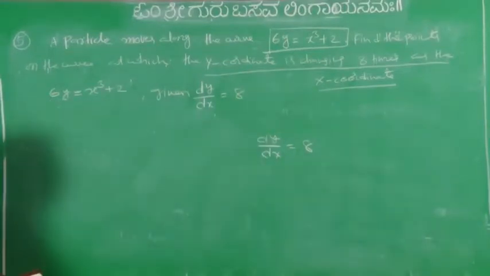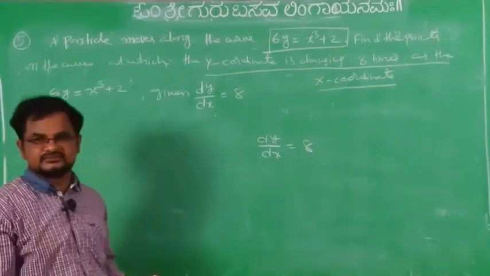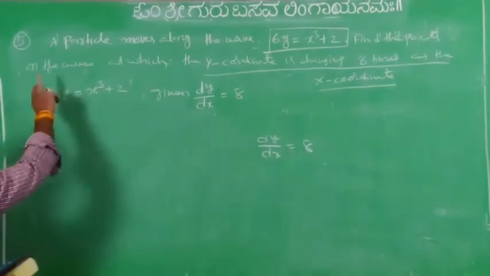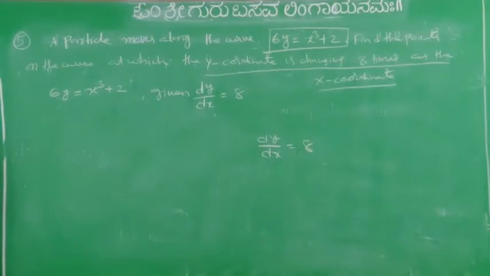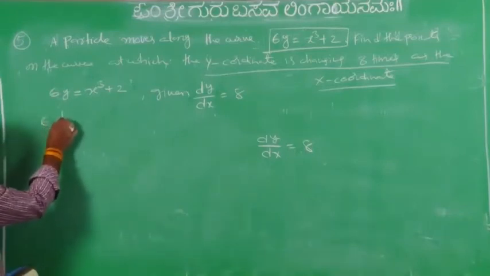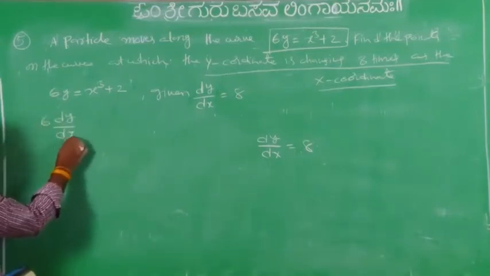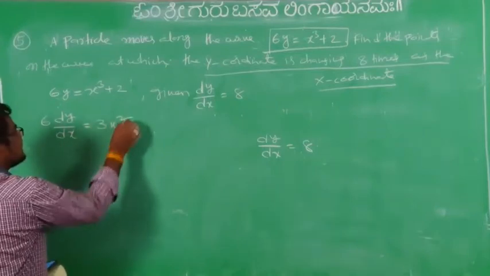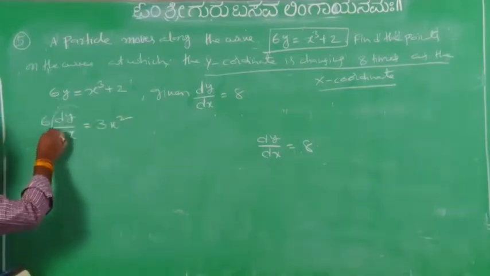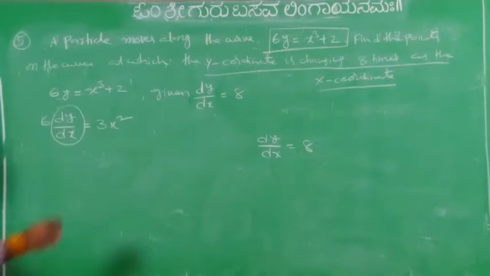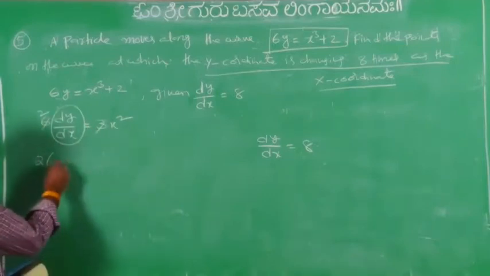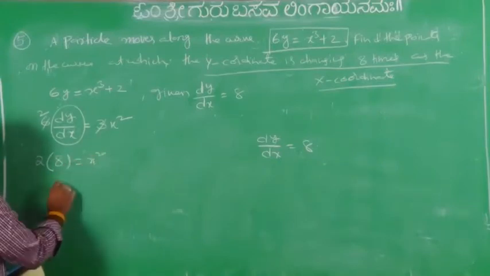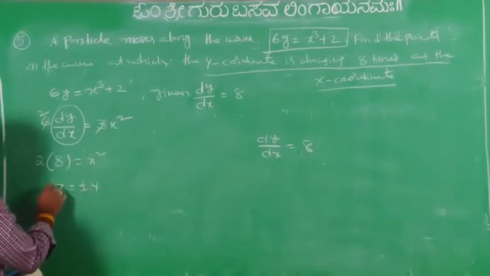Now what do we have to do for finding the point on the curve? So then what are they asking? A particle moves along the curve, find the points on the curve when this condition is given. Differentiating with respect to x on both sides, 6 dy by dx equal to 3x square. Now dy by dx is 8, so 3 times x square divided by 6 is 8, x square equal to 16, x equal to plus or minus 4.